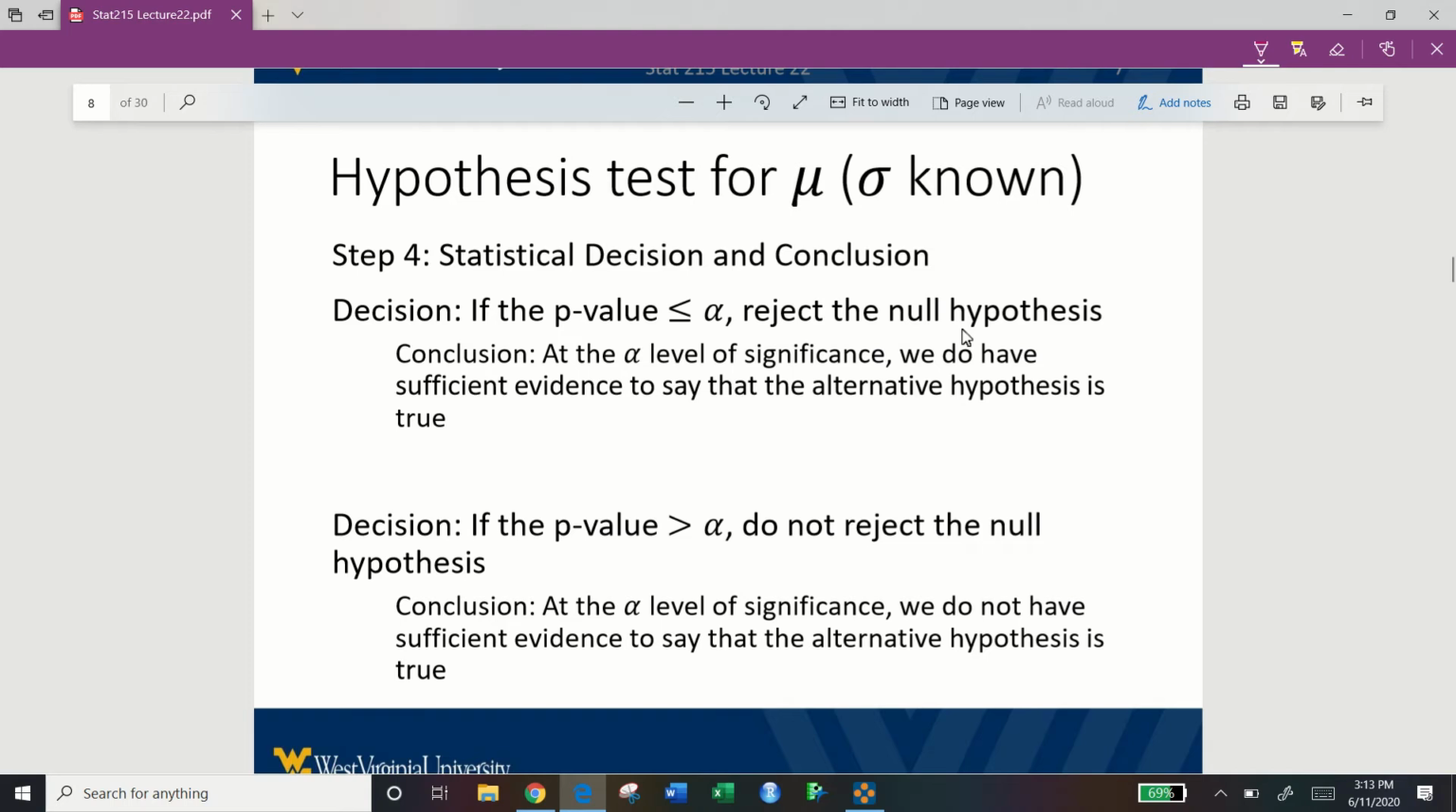Notice, we reject or do not reject based on the null hypothesis. We conclude based on the alternative.